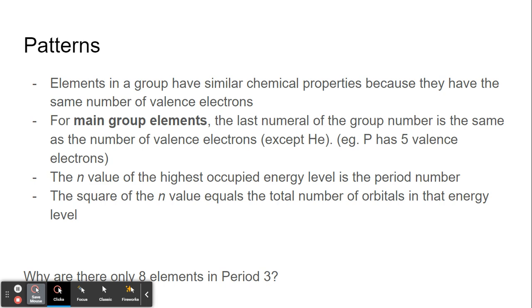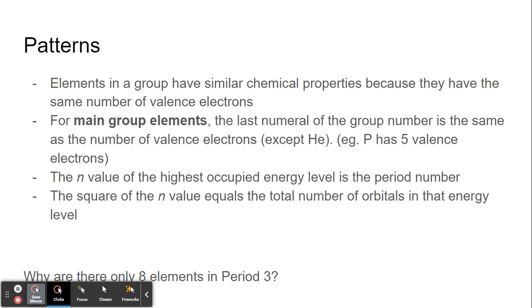First off, elements in a group have similar chemical properties because they have the same number of valence electrons. It's those outermost electrons that are the most reactive. Those are the ones most likely to participate in chemical reactions. So ones with the same number of valence electrons tend to have the same patterns in reactivity. For the main group elements, the last numeral of the group number is the same as the number of valence electrons, except for helium. So like phosphorus has 5 valence electrons because it is in group 15, and the second number of 15 is 5.